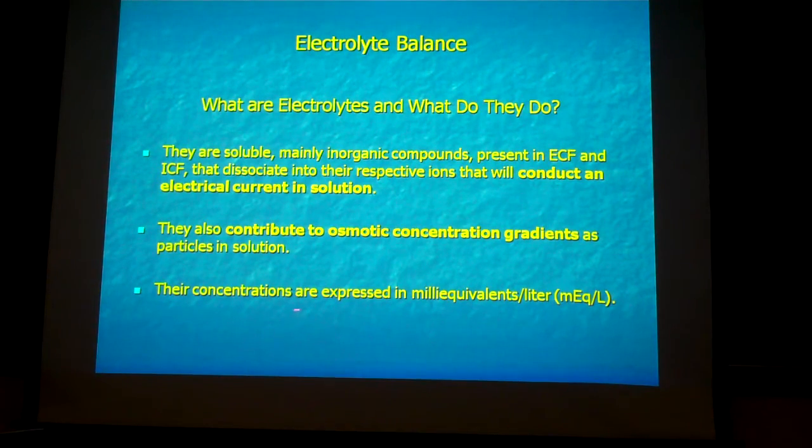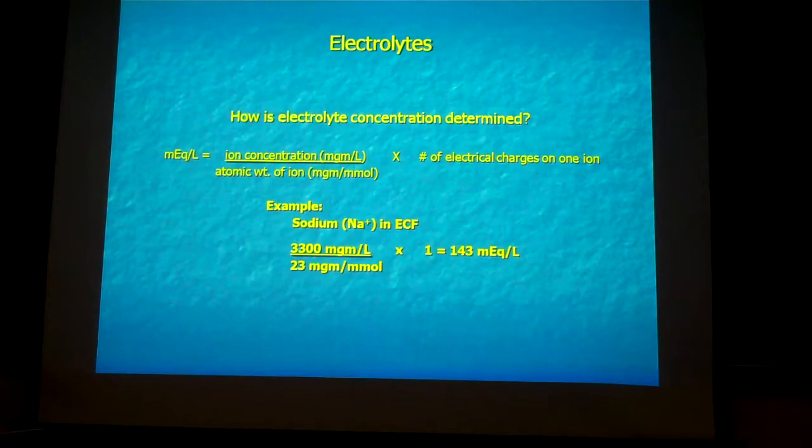So you express their concentrations in milliequivalents per liter. Well, what's a milliequivalent? How do you come up with milliequivalents per liter? This is the way to do it, although you don't necessarily have to remember this. Let's take sodium as an example. Here's our formula to determine milliequivalents per liter: we put the ionic concentration of the substance over its atomic weight and multiply by the number of electrical charges on one ion.